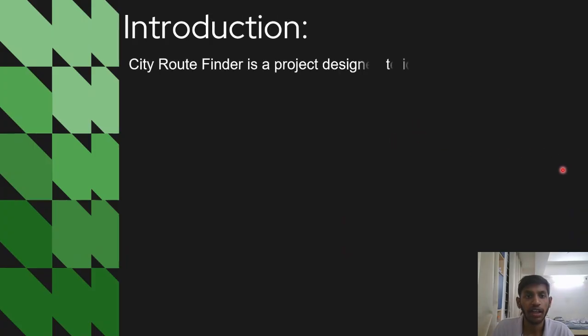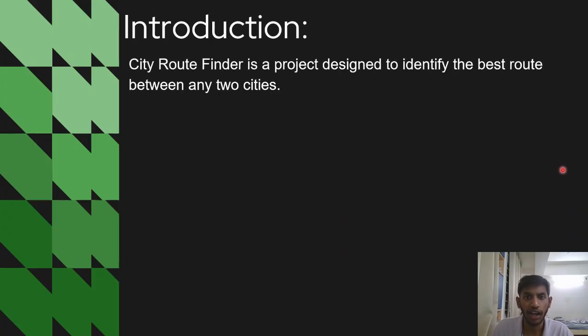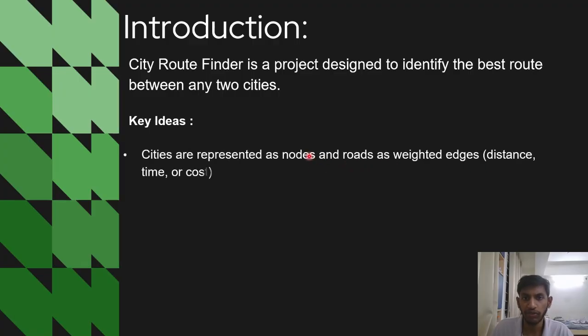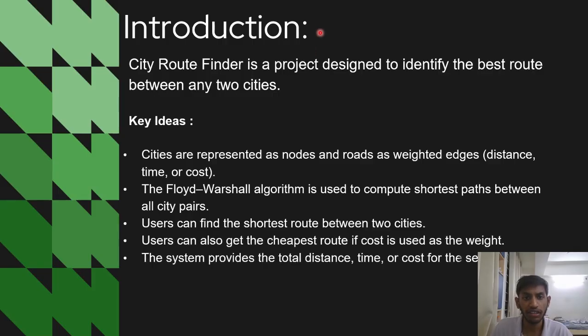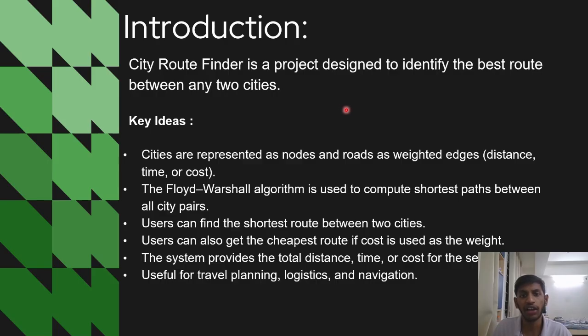Let me introduce the project. At its core, the City Route Finder is designed to answer a simple question: what is the best way to get from city A to city B? To achieve this, we translate the real world into a mathematical model. We treat cities as nodes and roads as weighted edges, where the weight represents either distance, time, or cost. Using the Floyd-Warshall algorithm, the system calculates the most efficient path across the entire network. This allows users to optimize for what matters most to them, whether that is finding the shortest route to save time or the cheapest route to save money. It is a practical tool applicable to everything from personal travel planning to commercial logistics. Now let's continue with the code logic.